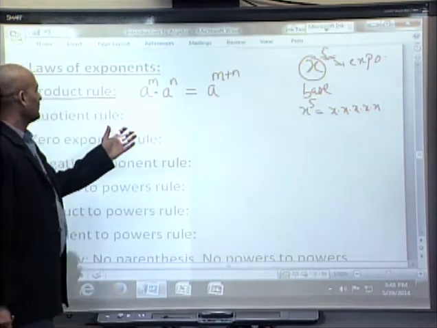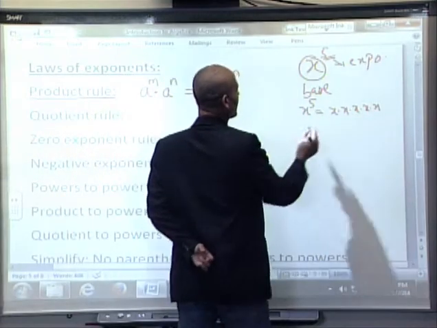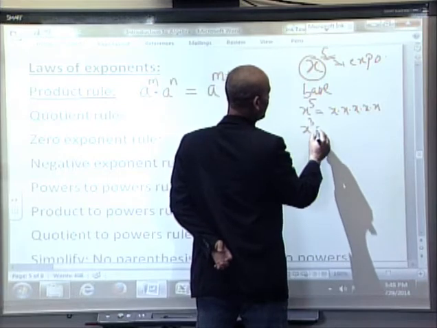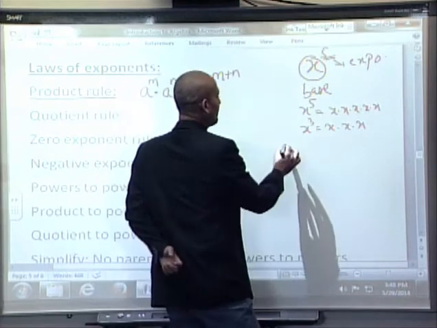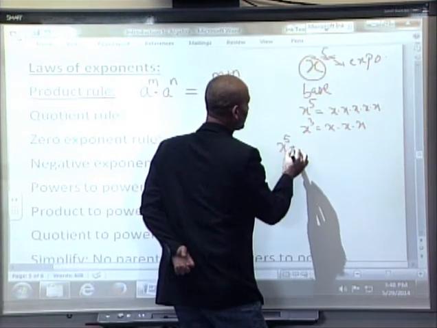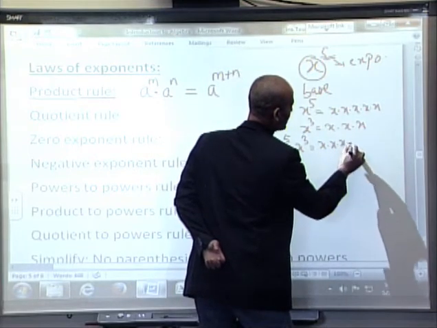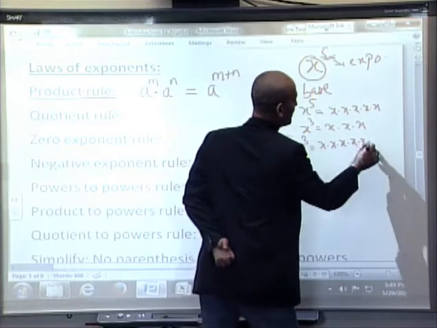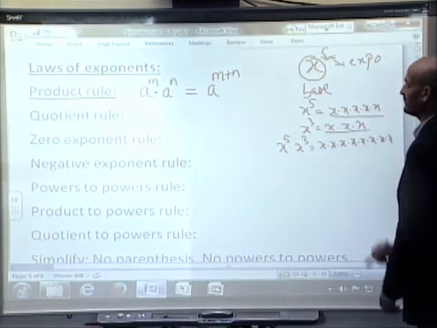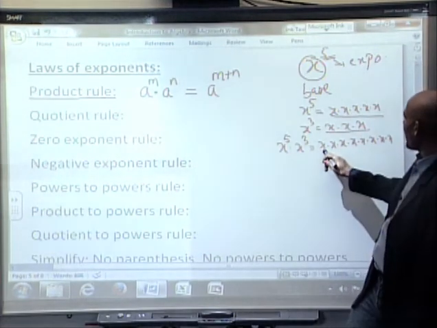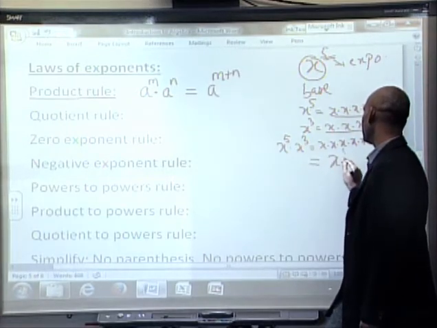Well, I will show you with this example how it works. Let's say x to the 5 we already know. Now x to the third is x times x times x. X is multiplied 3 times. If we want to multiply x to the 5 with x to the third, x to the 5 is x times x times x times x times x, 5 times, and x to the third is x times x times x. We are multiplying this quantity with this quantity. Now how many x do we have? 1, 2, 3, 4, 5, 6, 7, 8. So this is nothing more than x to the 8.